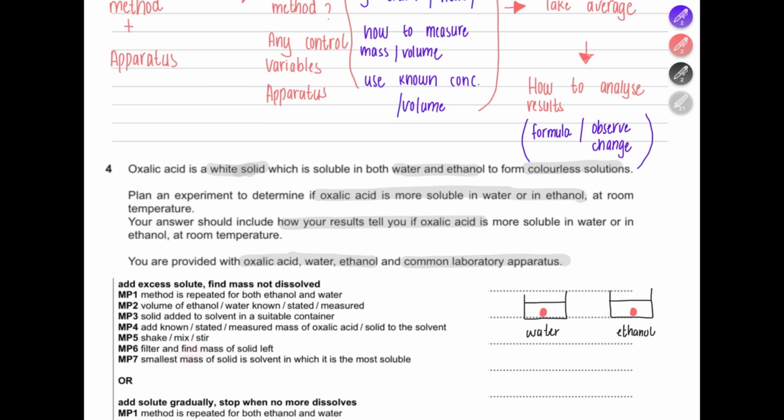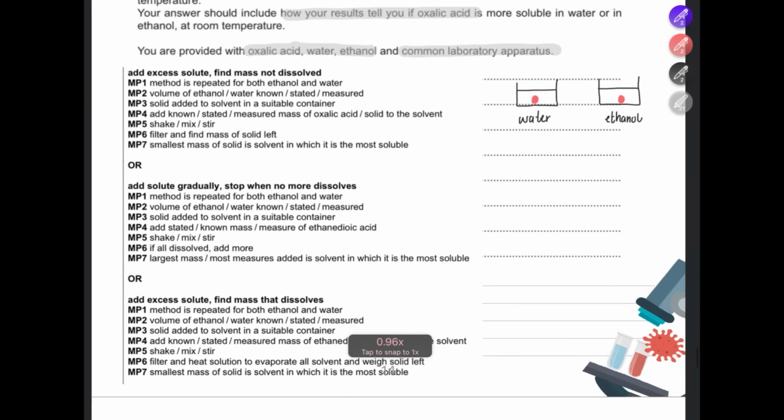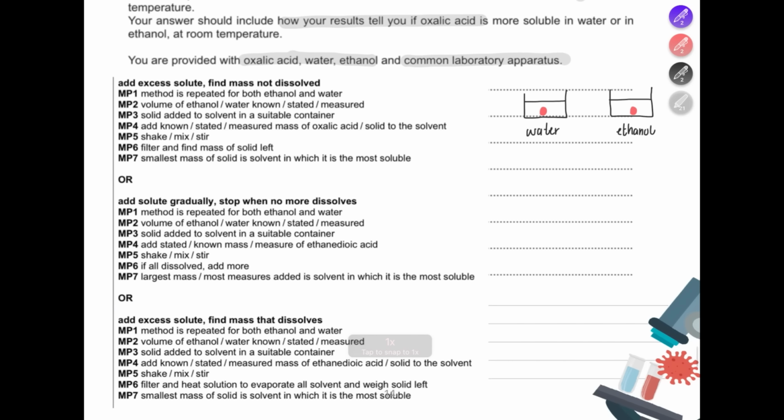Filter and find the mass of solid left. If oxalic acid was more soluble in water, less oxalic acid would be left there. If oxalic acid was more soluble in ethanol, less oxalic acid will be left here. There are other methods as well. You can read them. And this is for 6 points, so you need at least 6 of these points.